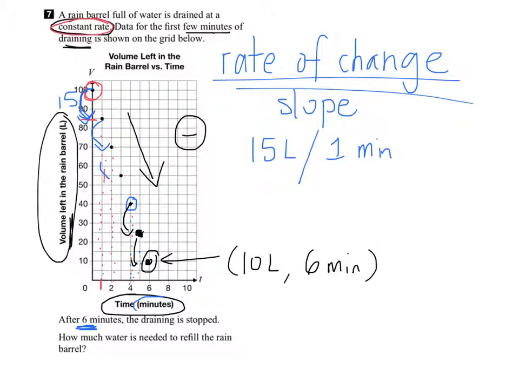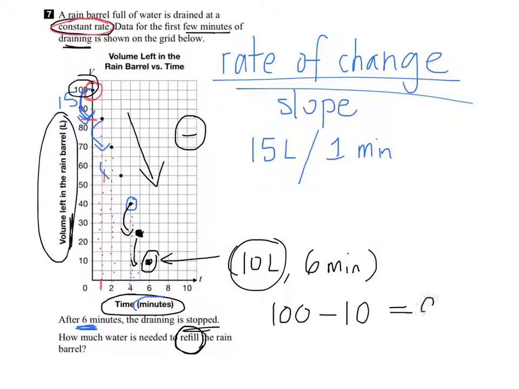Now the question says, after 6 minutes, the draining stopped. How much water is needed to refill the rain barrel? Well, to refill it, what did it start with? When it was full, how many liters was in it? 100 liters. So if at 6 minutes we only have 10 liters in there, how would we figure out how many liters we need to get back to 100? Subtract. 100, take away, equals.